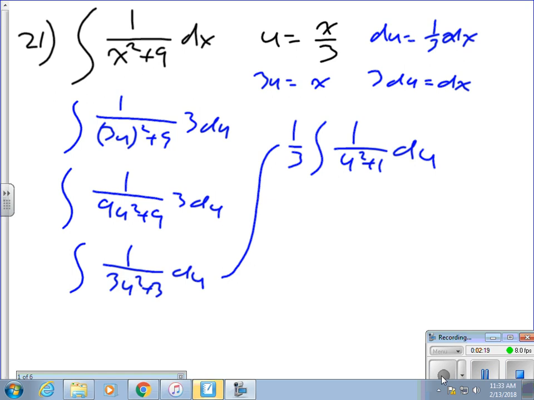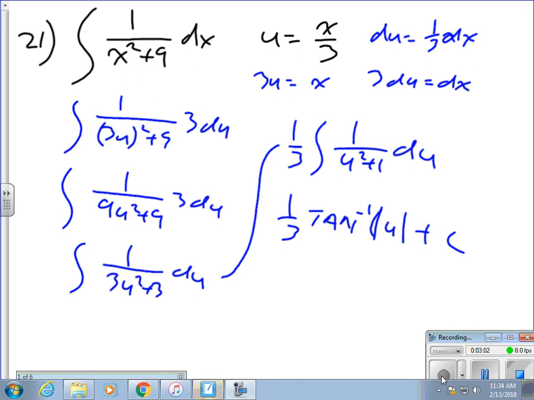Now comes the point where you realize, oh crap, he was serious when he said back when we were learning our rules of derivatives that having the rules of derivatives memorized would come in very handy even when we were done with our derivatives. Because if you have your rules for derivatives memorized, you go, oh, 1 over something squared plus 1 is the inverse tangent. So this is 1/3 inverse tangent of u plus c.